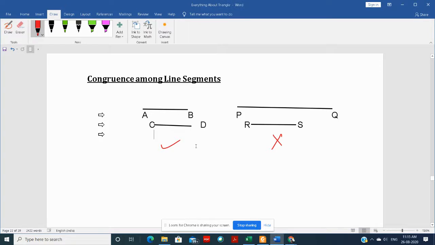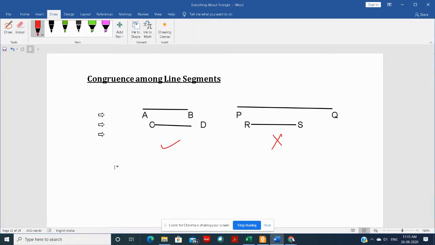So we can say that in these figures, AB is congruent to CD because the line segments coincide when placed one over other. And in case of this PQ and RS, we can say that PQ and RS are not congruent to each other because they don't coincide when placed one over other. Now, why they don't coincide? Because the measurements are not same. And why AB and CD coincide? Simple, because the measurements are same.